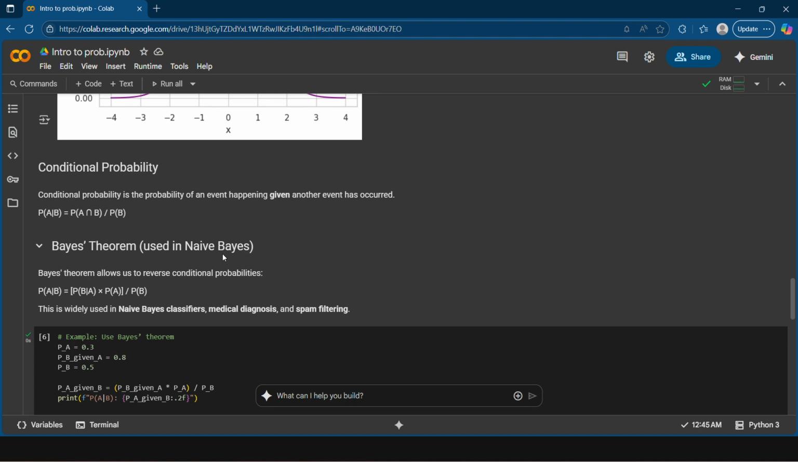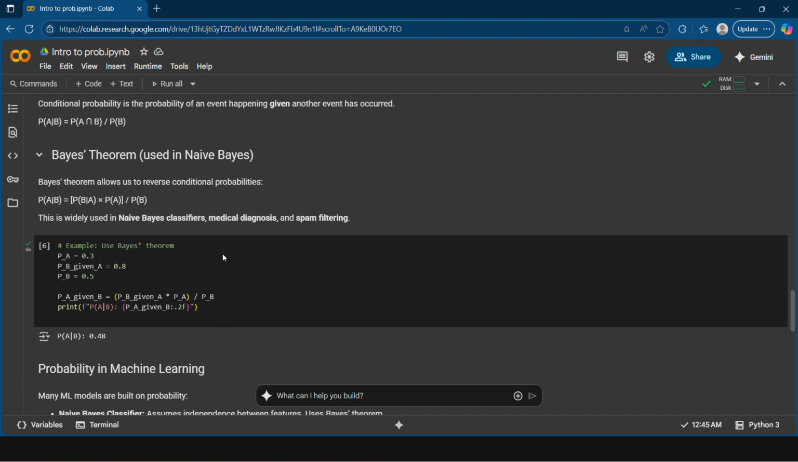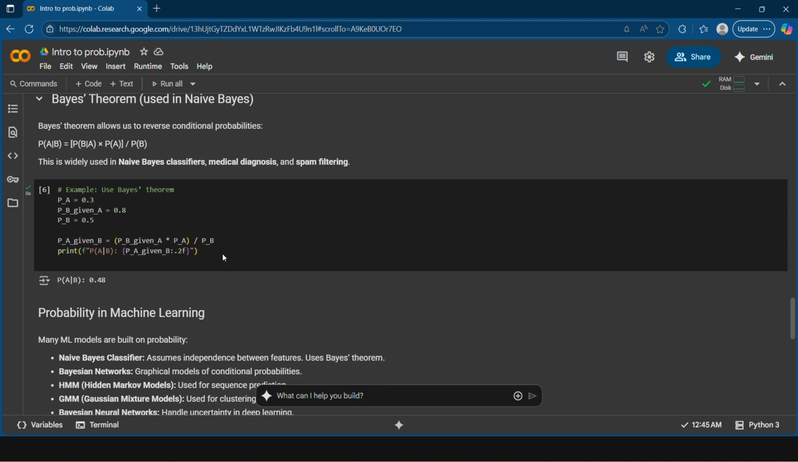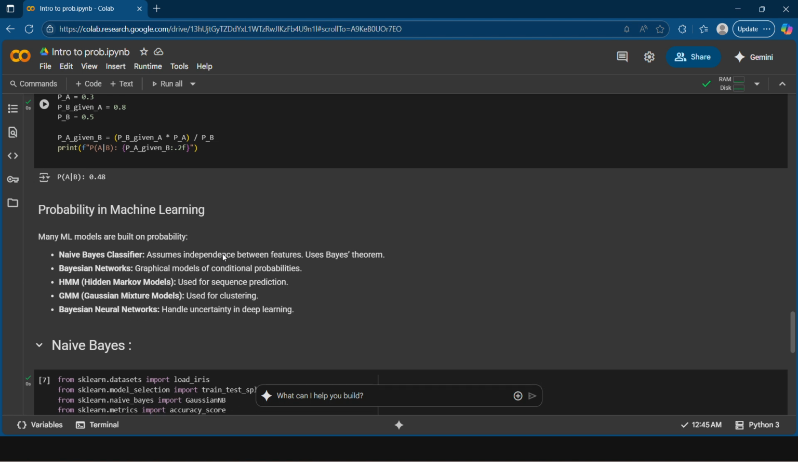And when it comes to the Bayes theorem, it is generally used in the naive Bayes classifier, for example in medical diagnosis and spam filtering. In the code, we can observe the formula where I have given some random numbers and the formula is performed. So probability acts in many models in machine learning.